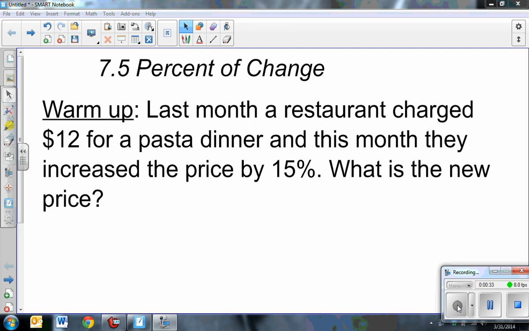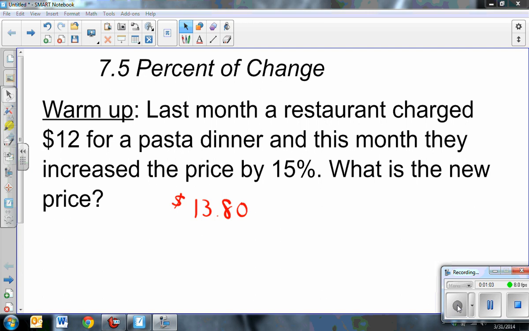We take 10% of a number, which would be $1.20, and then we add half of that back, so we'd be adding back 60 cents, so we'd be adding $1.80. So if we take that $1.80 and add it to 12, our new price would be $13.80. Okay?